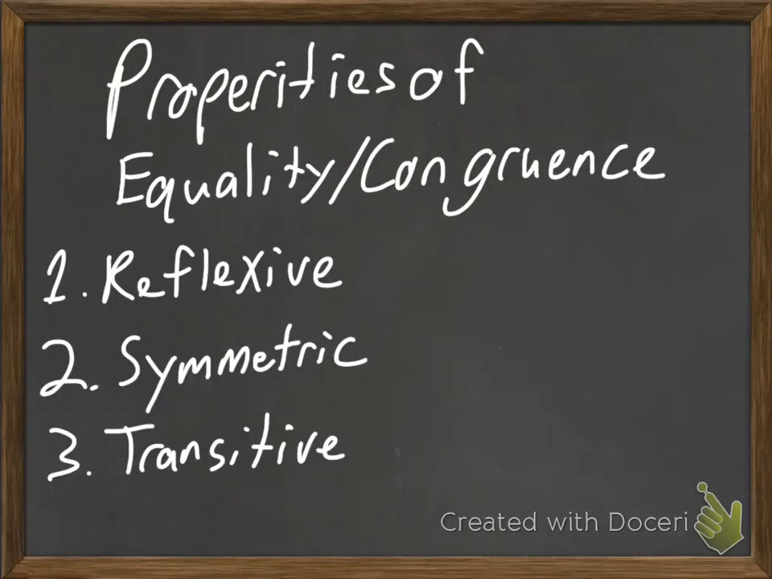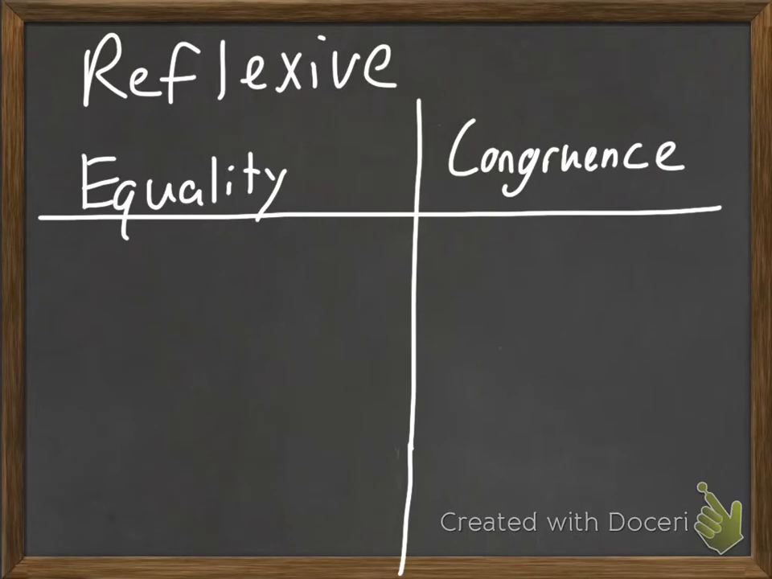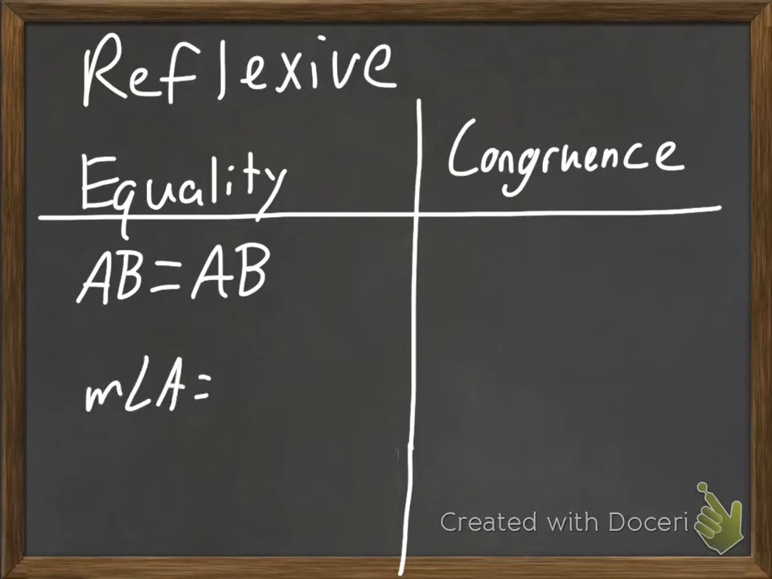We have some properties of equality and congruence. There's the reflexive, the symmetric, and the transitive property. The reflexive property is pretty straightforward, and it is kind of silly. The reflexive property says that things are equal to themselves or congruent to themselves. So like for equality, we could say that the length of AB equals the length of AB. You can think of the reflexive property like a mirror. It's taking something and reflecting it upon itself. We could say that the measure of angle A equals the measure of angle A.